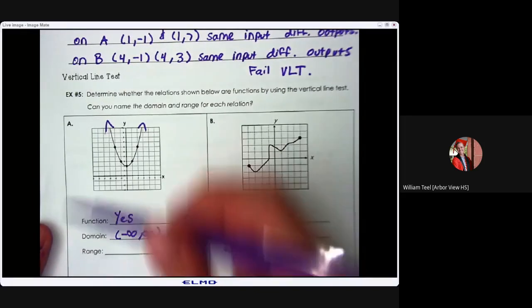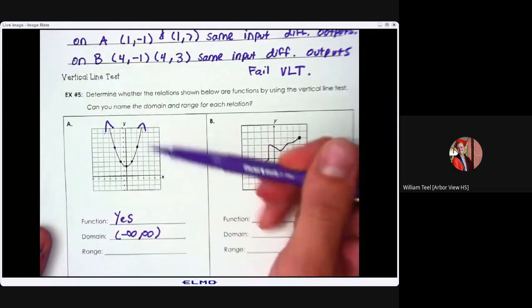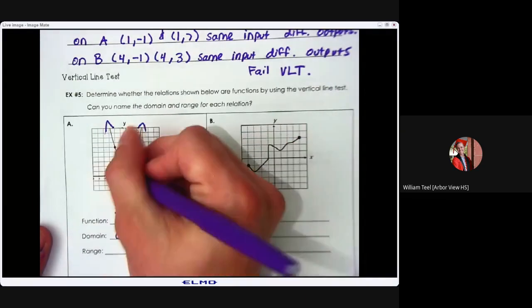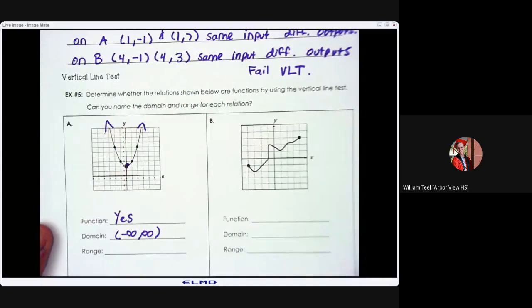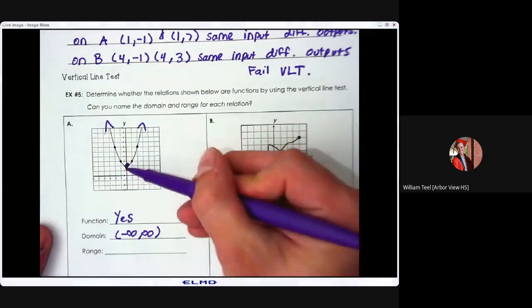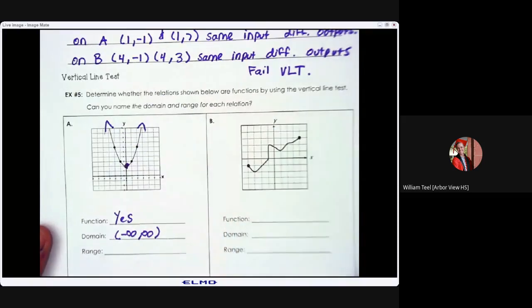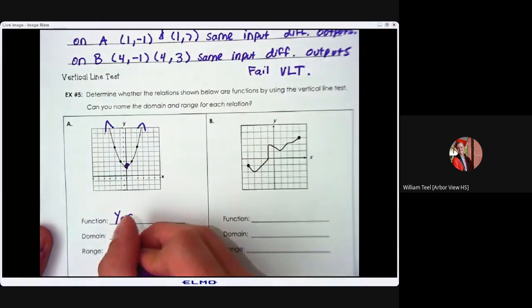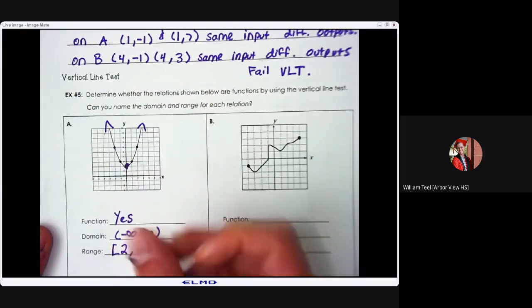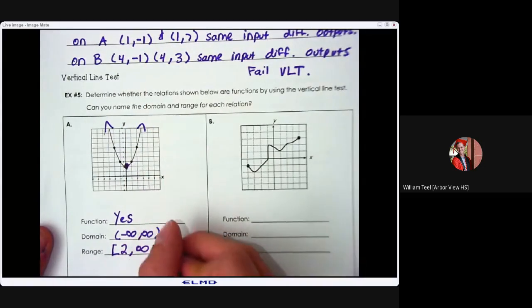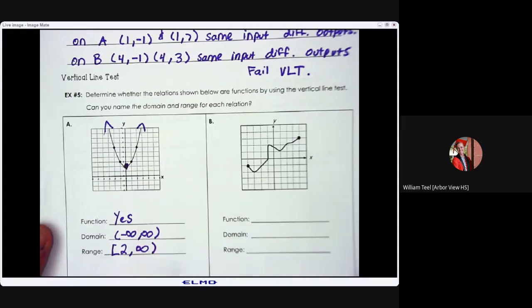And then my range, remember, I don't have all of these values for infinity represented by the graph. My graph starts right here at the y value of 2. So that means starting at 2, going up forever and ever and ever to infinity, I have y values. So my range is going to be 2, and 2 is included because that's part of the graph. And it goes up to +infinity with a parenthesis, because again, infinity is not concrete.